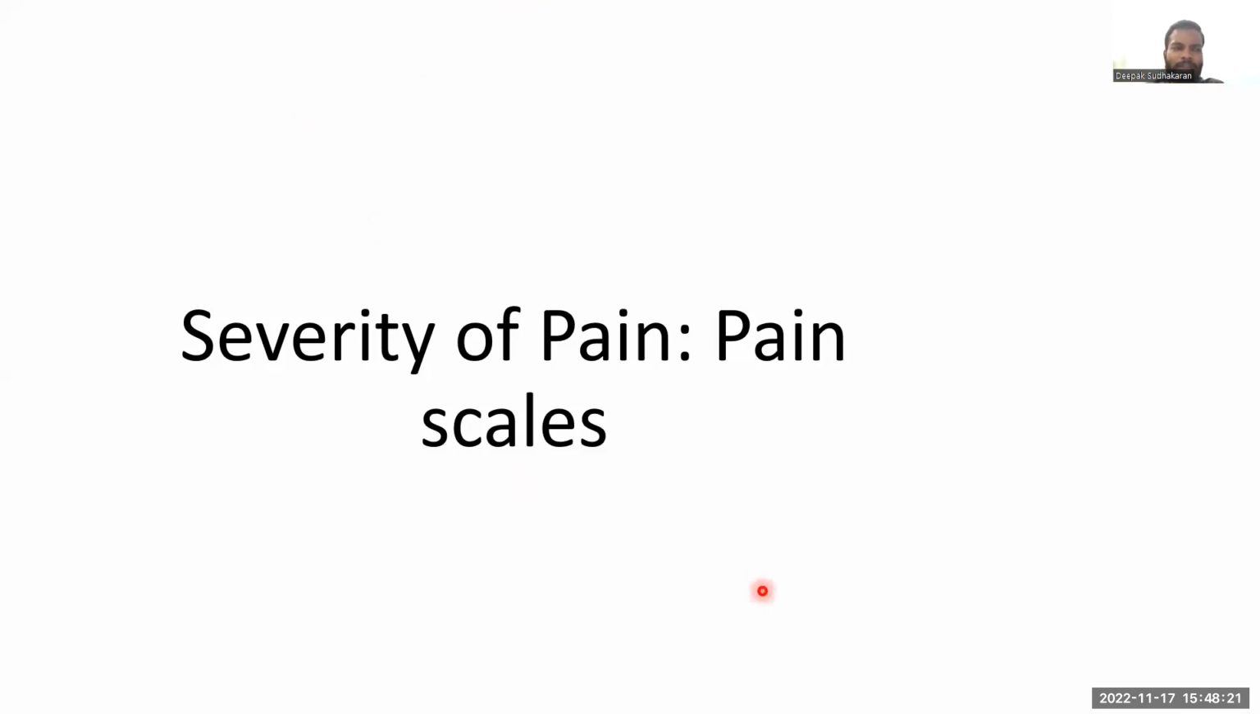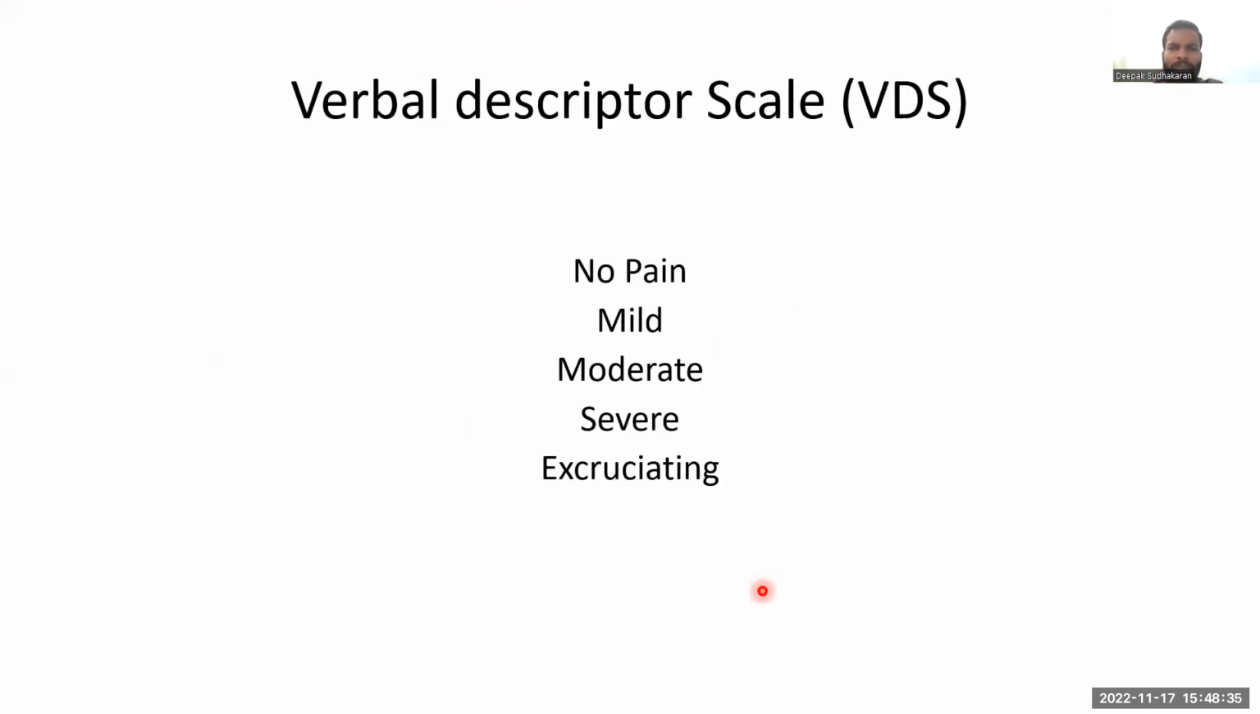Now, there are certain pain scales which you can use for measuring pain. Very simple, self-explanatory things. First is the verbal description scale, where the person says there is no pain, mild, moderate, severe, or excruciating, different severity grades. This is called a verbal descriptor scale.